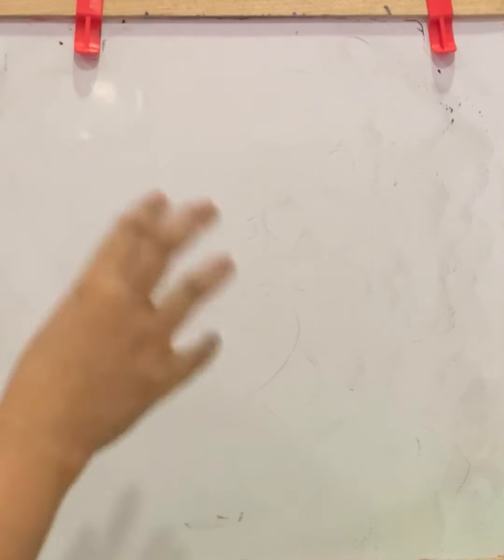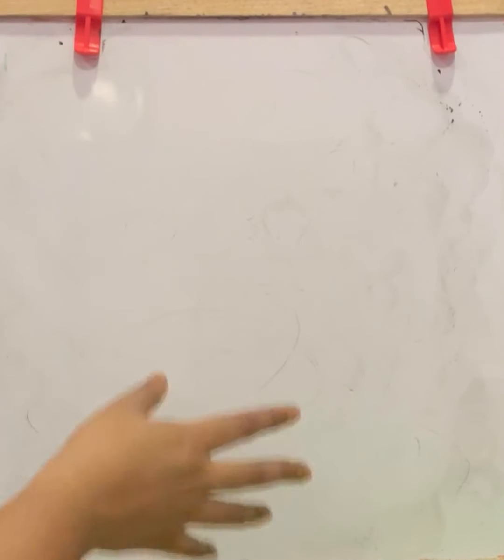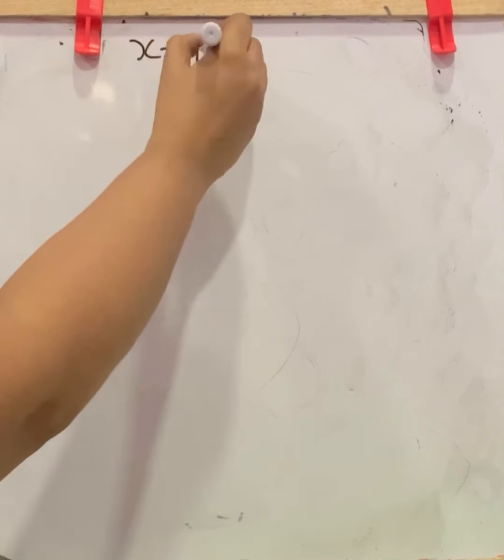Now we can do problems from exercise 4.3. Draw the graph of each of the following linear equation in two variable. Remember, to draw a graph, we need at least or minimum two solutions. Then only we can draw a graph or we can represent a linear equation graphically. We always need minimum two solutions. So the first question is x plus y equal to 4.